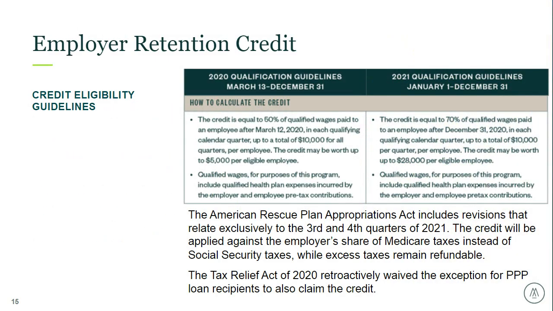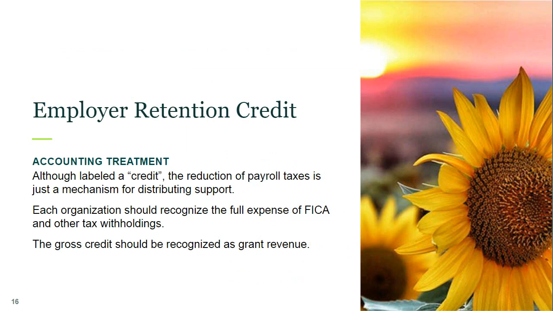Okay, just restart here the slide. The Employee Retention Credit Accounting Treatment. So although labeled as a credit, the reduction of payroll taxes, it's just the mechanism. So you would report the full expense of the FICA taxes on your statement of activities, and then the credit would be recorded as grant revenue. So grant revenue, and it's important to know that this is not something that would go on the schedule of expenditures of federal awards. So this is not considered a federal award, even though it is coming through the federal government, similar to, and we'll talk about in just a second, the PPP loans.